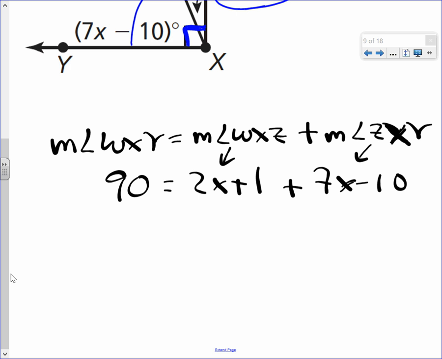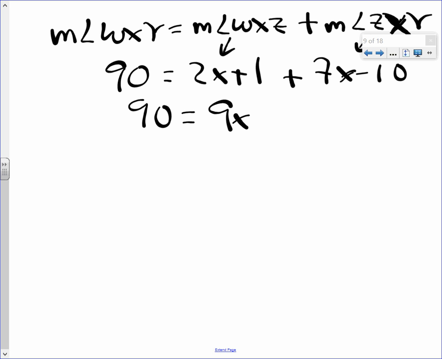Like terms? 2x plus 7x is going to be 9x. Let's get the like terms together. And let's get the numbers together too. 1 minus 10 is negative 9. Nice. We got the like terms together. Now let's proceed to get x alone.